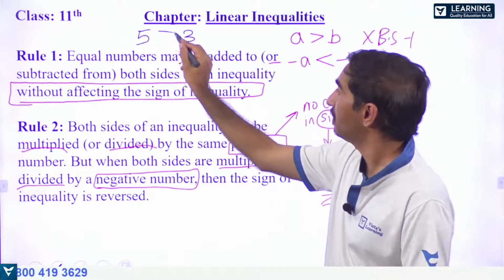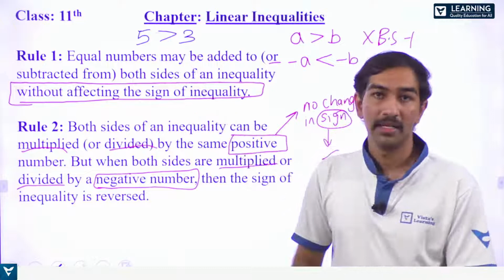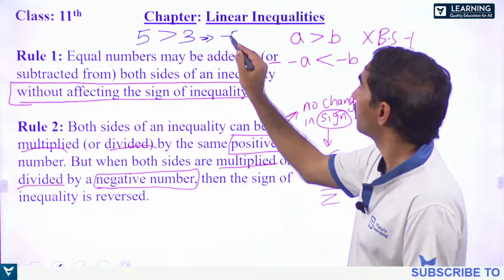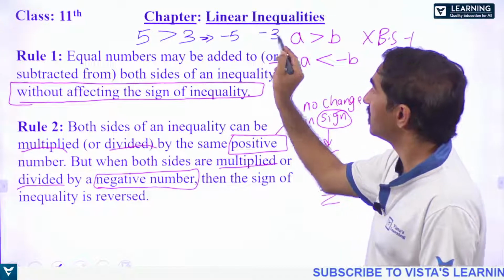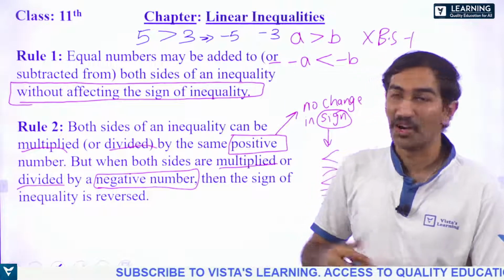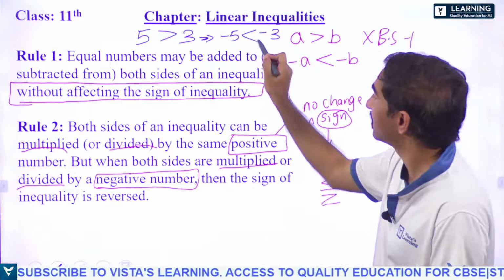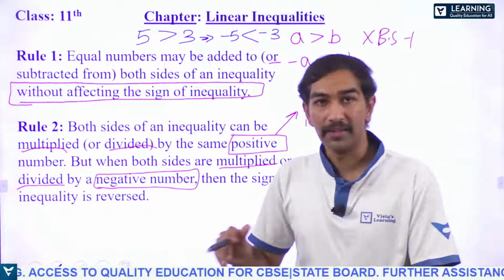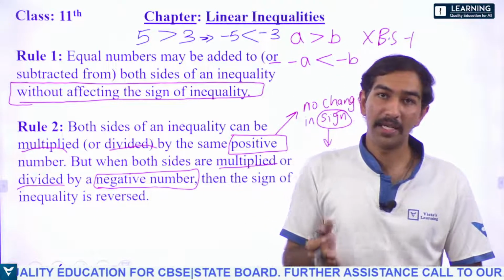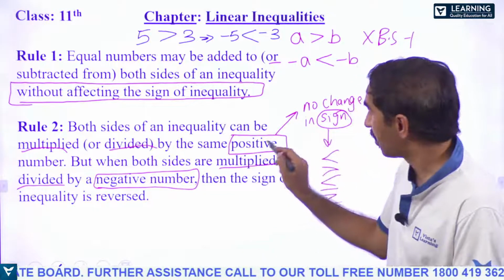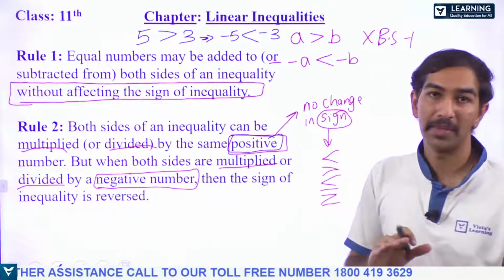What is the sign between them? 5 is greater than 3. Now multiply both sides with minus 1. This will become minus 5 and minus 3. Now which is greater, students? Minus 5 is greater or minus 3 is greater? Obviously minus 3 is greater, right? So the sign will reverse. That is what rule 2 is telling. If both sides are multiplied or divided by a negative number, then the sign will change. If it is a positive number, the sign will remain as it is.